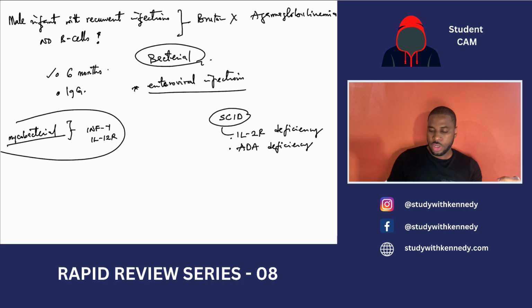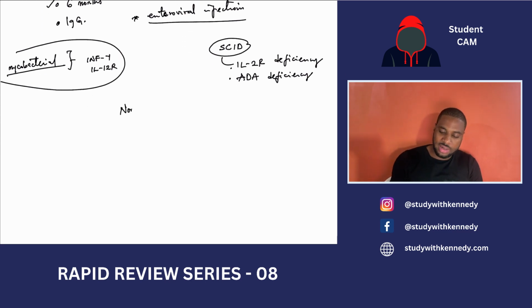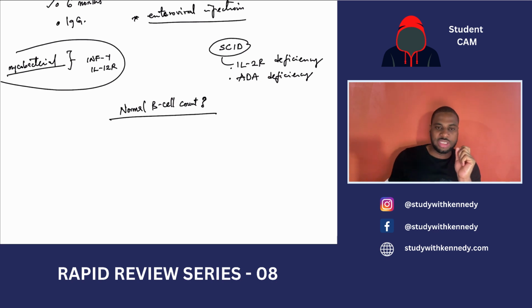Does that make sense? Remember that they can give you someone with recurrent bacterial infections, but a normal B cell count. So what could the problem be? If they told you neutrophils are normal, T cell count is normal, everything else looks normal, but there is recurrent bacterial infection, what could it be?